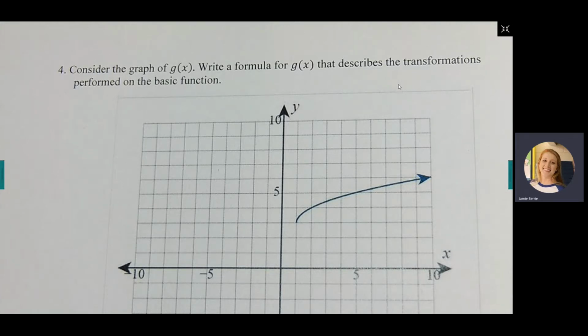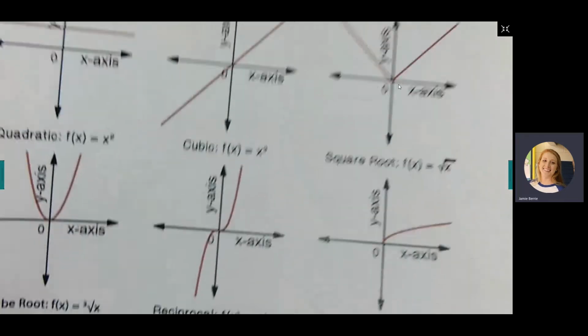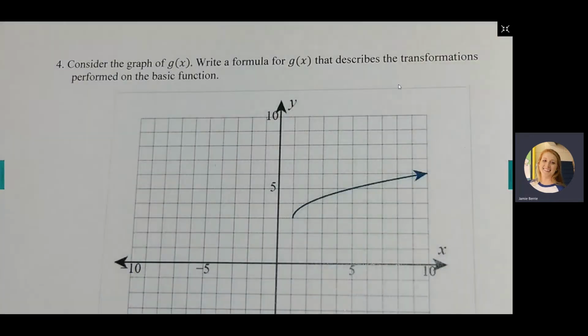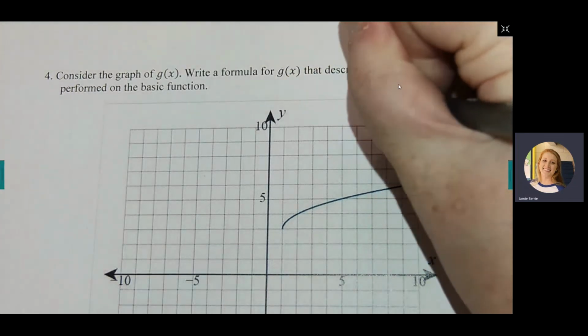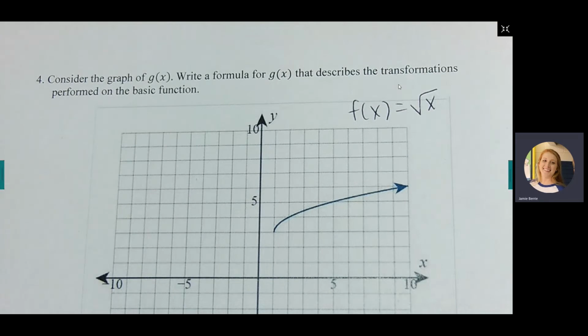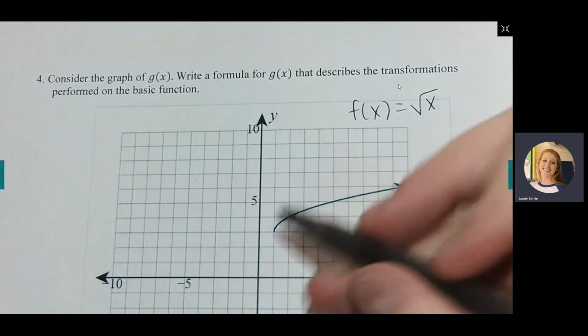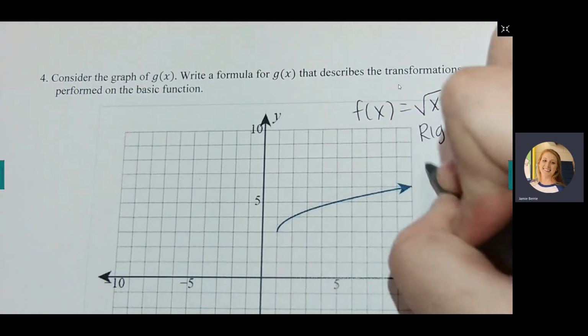Right, so here we look at this graph and you would say, okay, I'm going to look at my graphs of basic functions and see which one does this most resemble. So which one does this most resemble? Square root, yeah. So definitely that's the more basic function that it comes from. So we know that it comes from the graph of square root of x. It goes over 1 and up 3. So to the right 1 and then up 3.